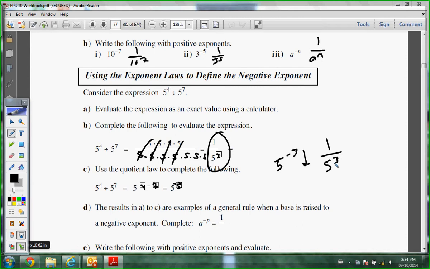Negatives go opposite of where they were. You can't say it's top or bottom. It's opposite of where they were. So where it was in the first place, if it's not anything, what's the number 2? It's 2 over 1. It's on top.